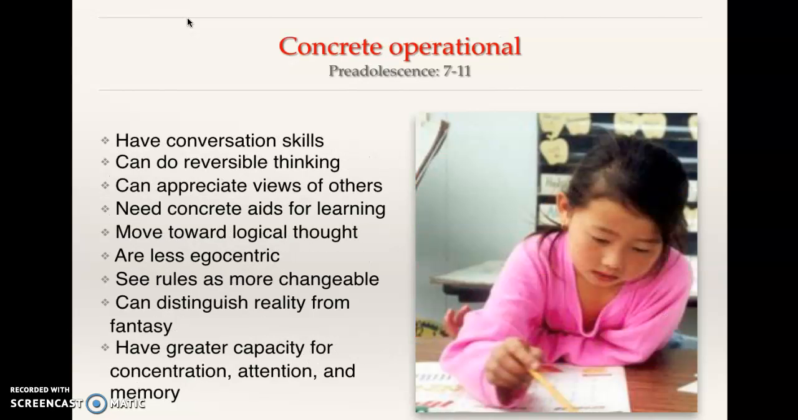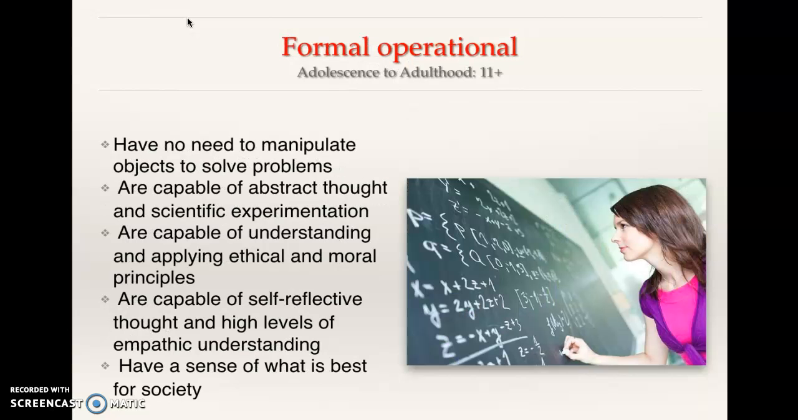The concrete operational stage is pre-adolescence, from age 7 through 11. Children are capable of operations but solve problems by generalizing from concrete experiences. They are not able to manipulate conditions mentally unless they have had the experience before. The formal operational stage is the last stage, from adolescence to adulthood, age 11 and older. Children are able to deal with abstractions, form hypotheses, solve problems systematically, and engage in mental manipulations.